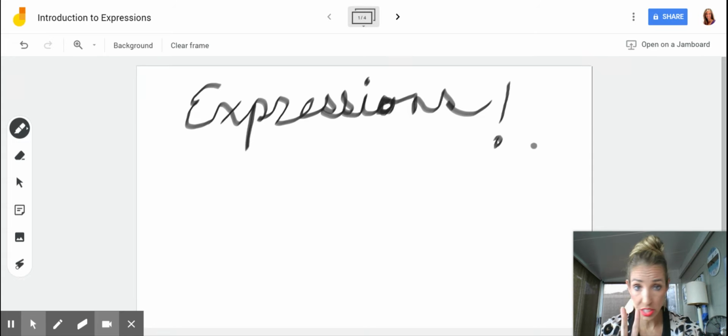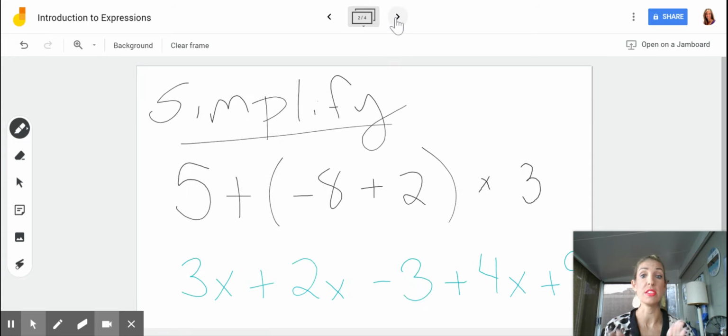Now you can do two things to expressions. The first thing you can do, because you can't solve them because we don't have an equal sign. So it's called solving equations, simplifying expressions.